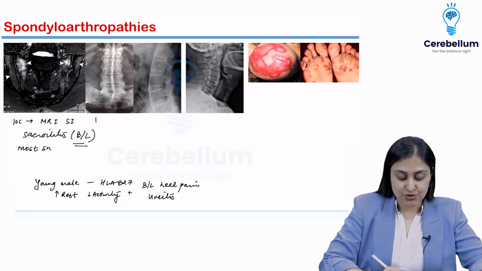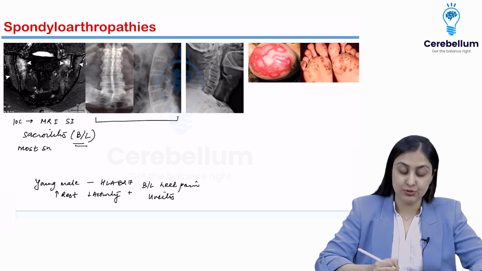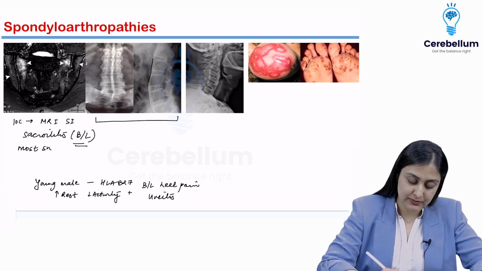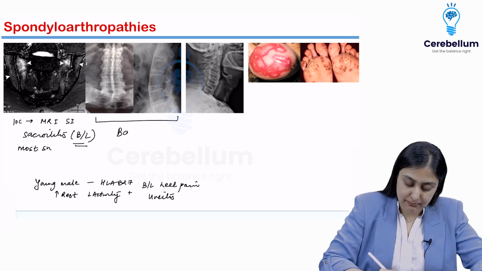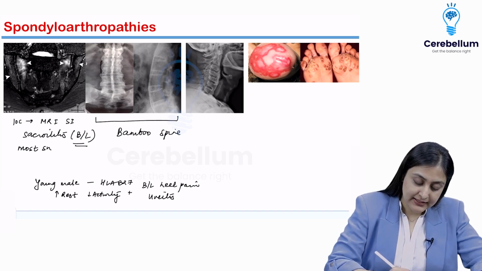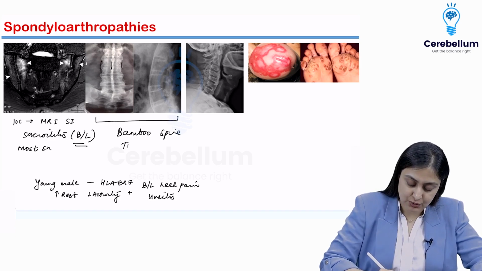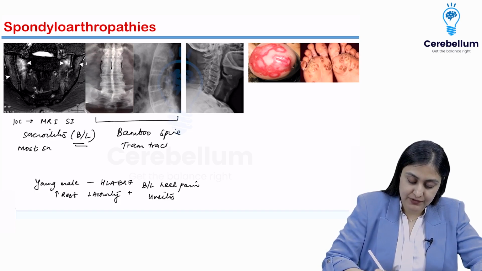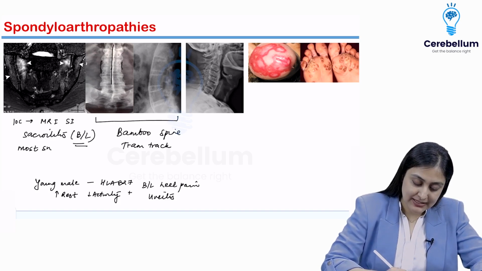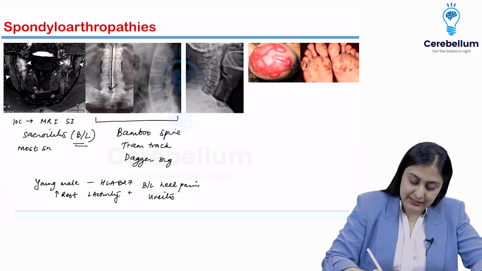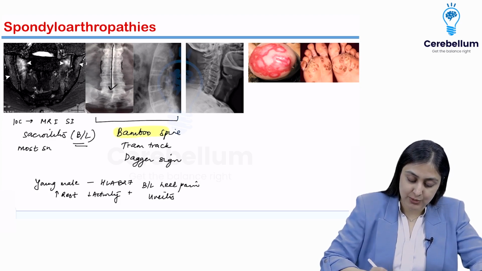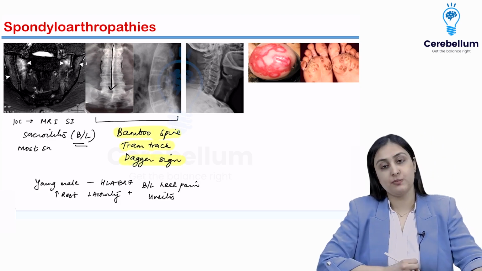After that, it goes to the spine and there is complete fusion of the spine. You can see how the anterior posterior spine is fused. This is known as a bamboo spine. On an AP view, you can see that there are 3 fusions here. This is known as a tram track appearance, and this interspinous ossification is what is known as the dagger sign. Alright, so these are 3 signs that you have in ankylosing spondylitis.